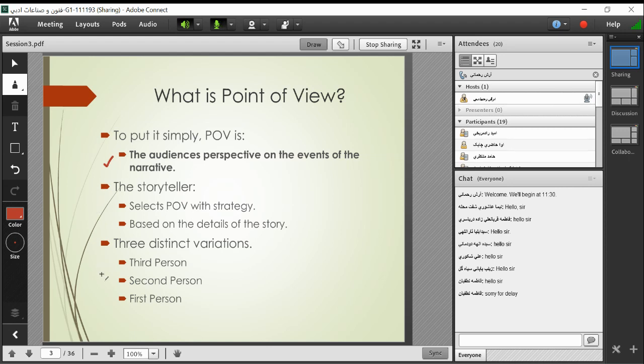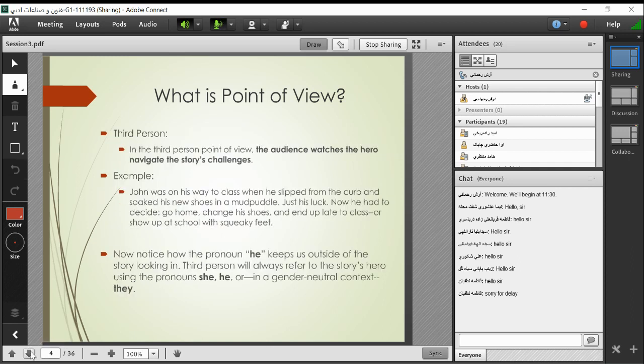And now there are three distinct variations of POV, which Ali also talked about: third person, second person, and first person. Because Ali talked about all of them, I'm just going to very quickly review what we discussed. And then after that, of course, we will begin talking about the next keyword on the list.